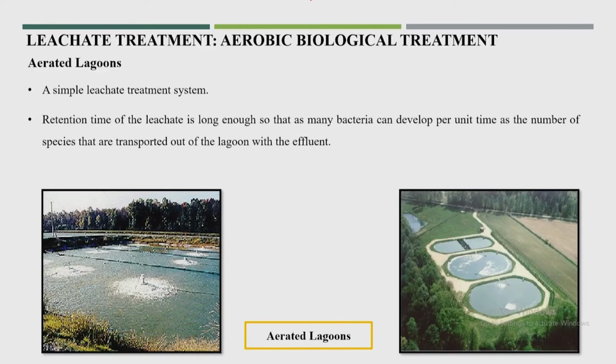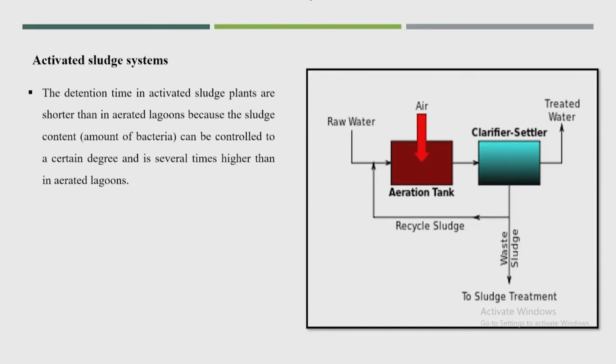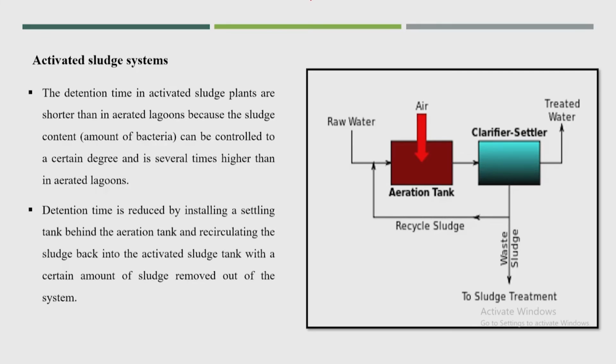As a simple leachate treatment system, the retention time of leachate is long enough so that as many bacteria can develop per unit time as the number of species that are transported out of the lagoon with the effluent, and maintenance and operation cost is relatively low. And this is also one technology we can use, the activated sludge system, which contains two units, starting with an aeration tank followed by a secondary sedimentation tank.